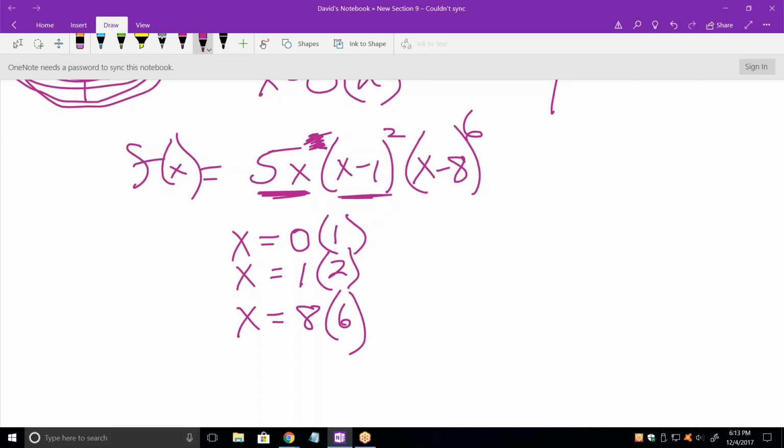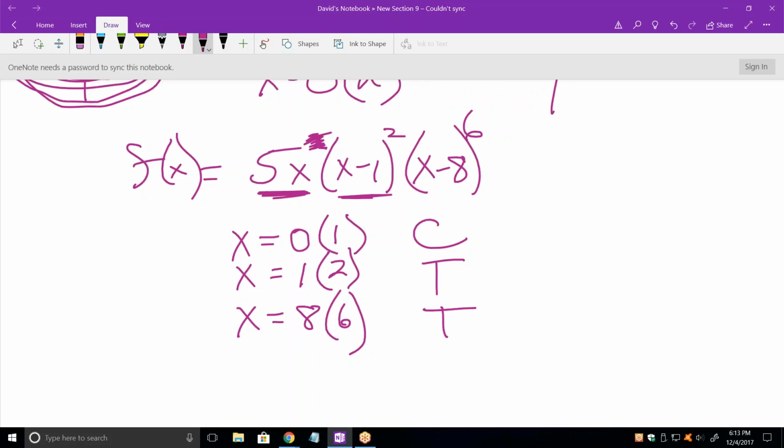Okay. Is this going to cross or tangent? C or T? The first one is gonna be tangent. No, it's odd, it's gonna cross. Yeah, okay. Second one, that one's gonna be tangent. Third one, tangent as well. There you go. That's how you do these.